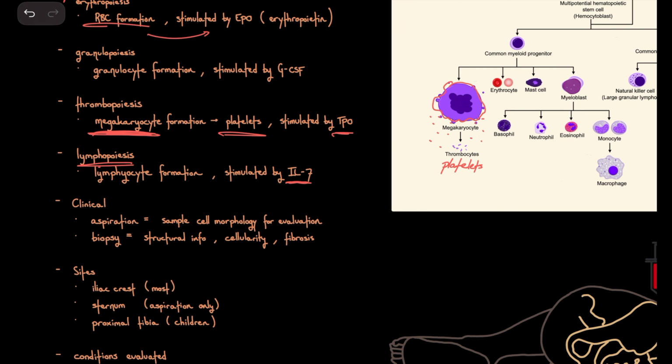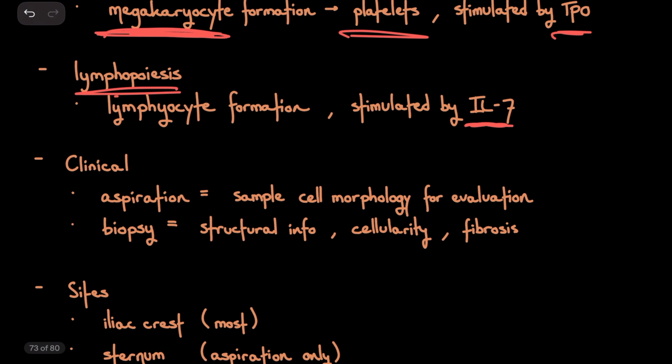So now we can go to the clinical side of things. I'm sure you guys have heard that sometimes you need your bone marrow examined or tested in some way. There are two ways to do that. You can have a bone marrow aspiration or a bone marrow biopsy. Aspiration is more so checking the cellular content, and a biopsy is more so testing the structural info.